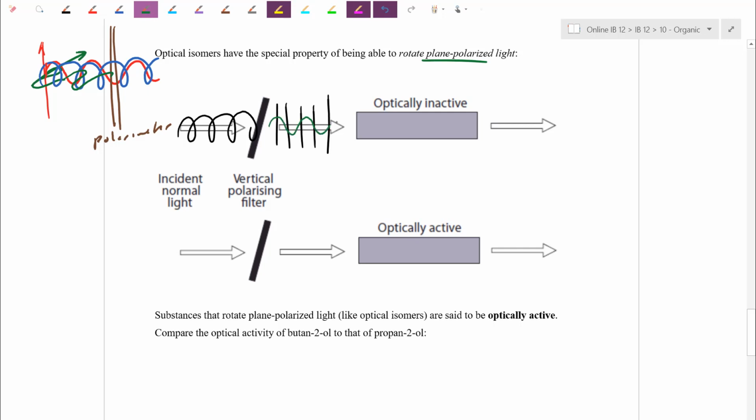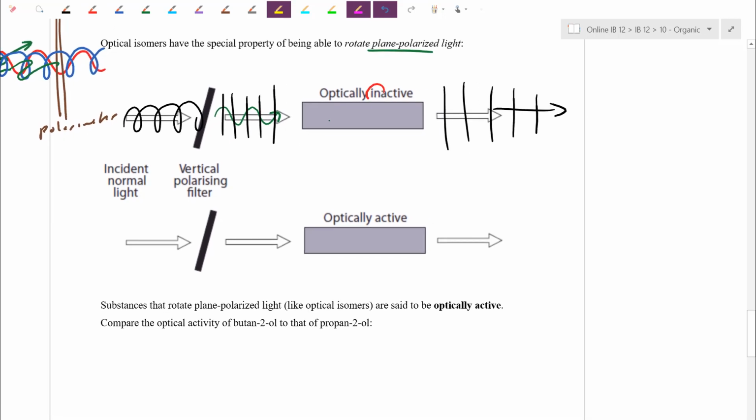It's still going up and down like this. And what we're going to do is send this light into our chamber. This is where the chemical is. If the chemical is not optically active, it'll do nothing to this light. So if it was vertical coming in, it's still going to be vertical going out this way. Okay, no change. We can actually write this down: there is no rotation of plane polarized light.